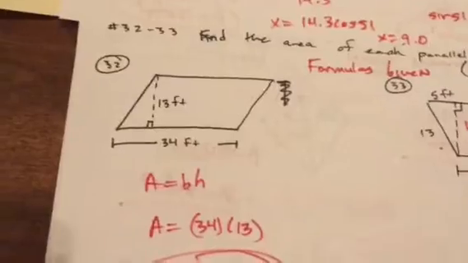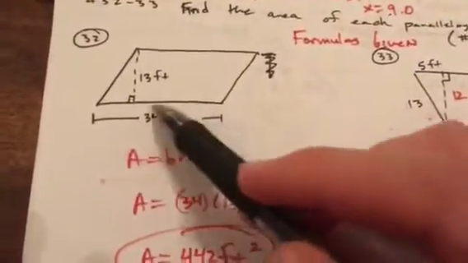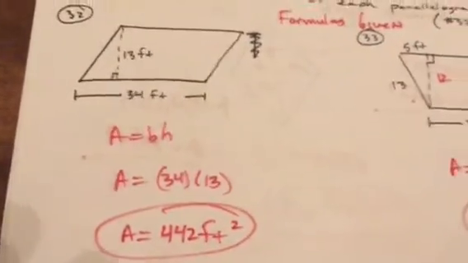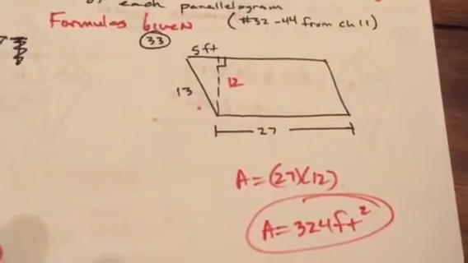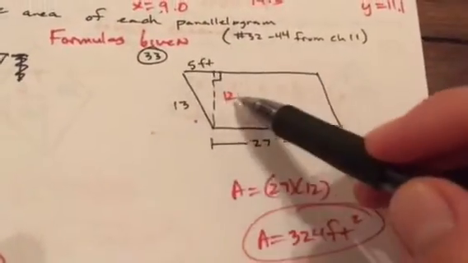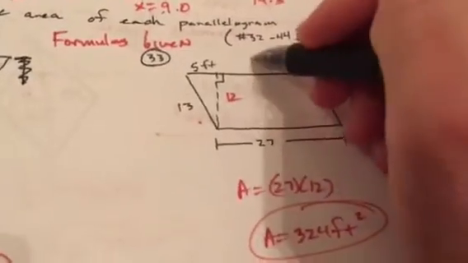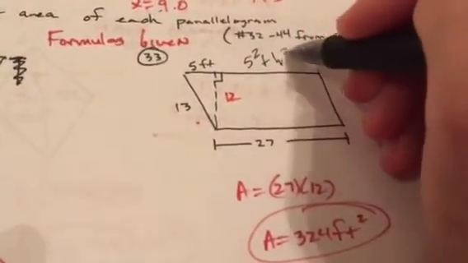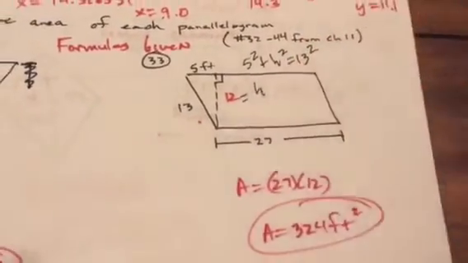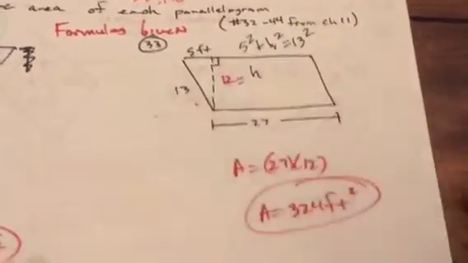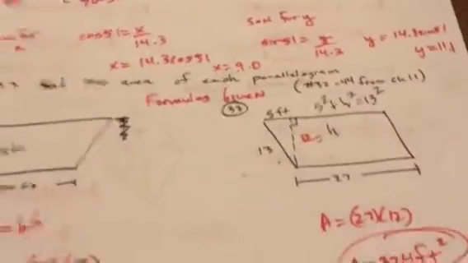I will give you the formula. Area is simply base times height. I give you the base and I give you the height. Multiply them together, 442. And folks, we'll take our first break here after 33. This is a 5, 12, 13 triangle. If you don't know that, you've got to use the old Pythagorean Theorem to figure out the height. So the base is 27. The height is 12.